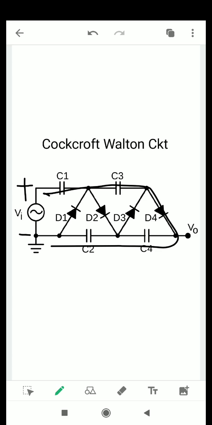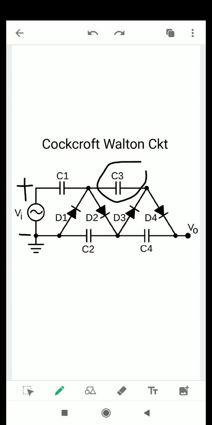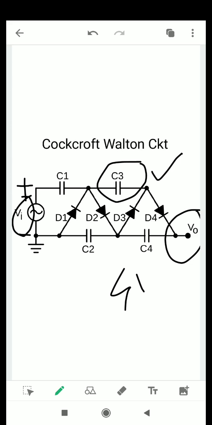Now the capacitor C4 is getting a supply voltage which is equal to the voltage of this capacitor C3 and the supply voltage Vi. So here the voltage across C3 was 3 times Vi. Now the supply voltage Vi. So this V0 will be 4 times Vi.